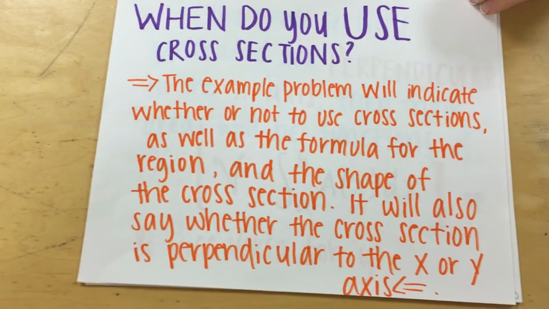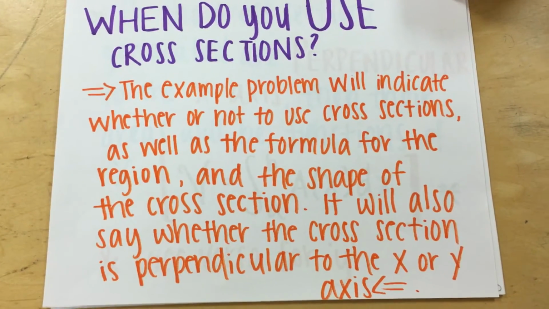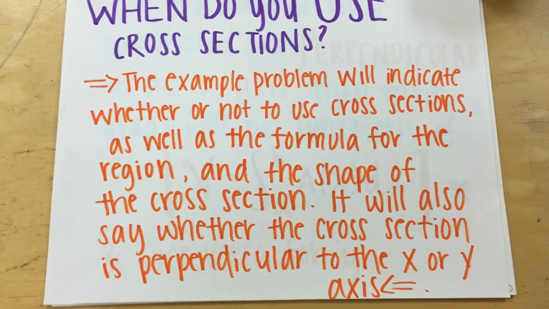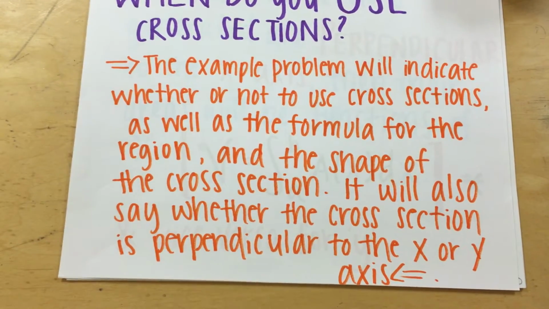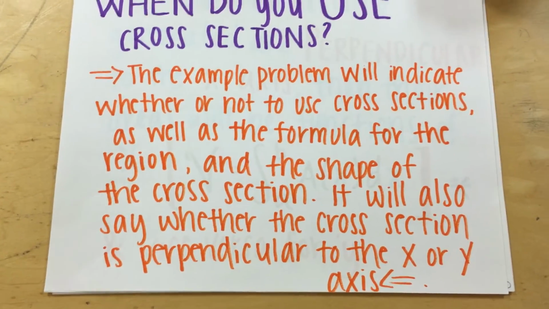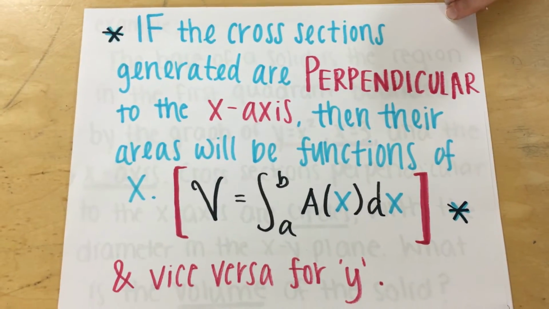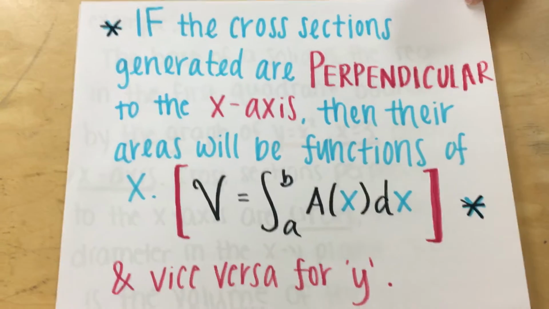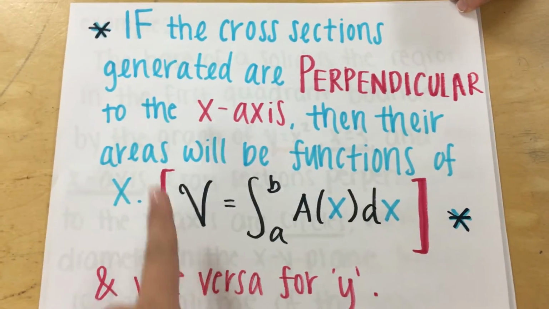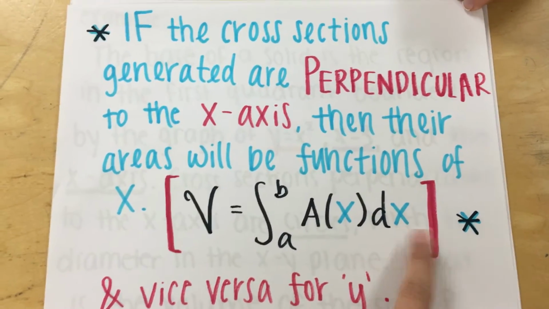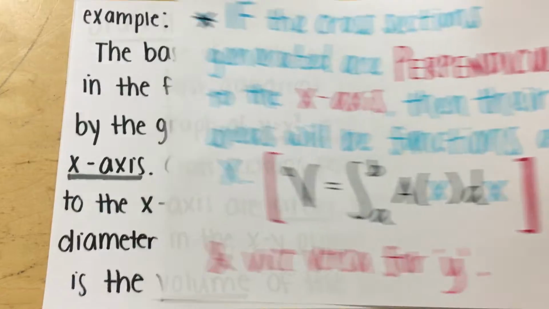So when do you use cross-sections? The example problem will indicate whether or not to use cross-sections, as well as the formula for the region and the shape of the cross-section. It will also say whether the cross-section is perpendicular to the x-axis or the y-axis. So if the cross-sections generated are perpendicular to the x-axis, that just means that their areas have to be functions of x. So when you put in the volume equation, it has to be a function of x, and you have to integrate it with respect to x, and vice versa for the y-axis.